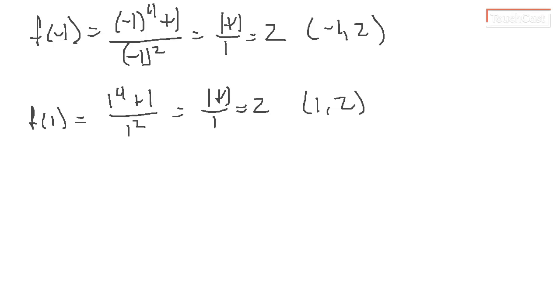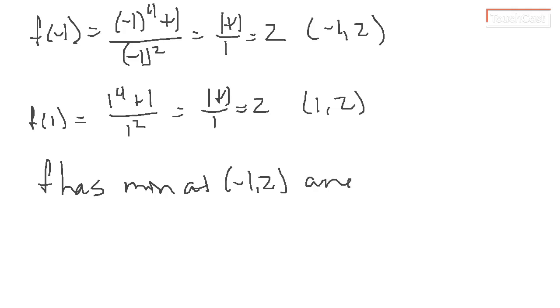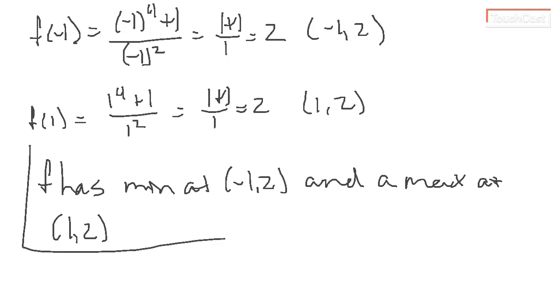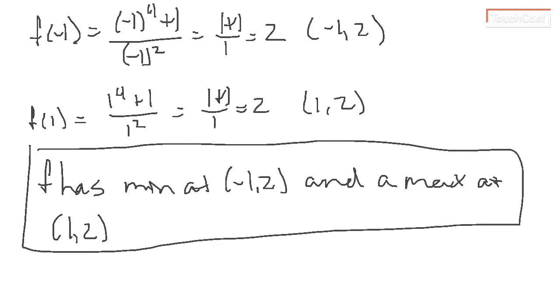Now, from what we just did on the previous page, since we were going from decreasing to increasing at negative 1, that means f has a minimum at negative 1, 2. And since at 1 we went from increasing to decreasing, we have a maximum at the point 1, 2. That's our answer, and we're done. We found our relative max and our relative min, our extrema.